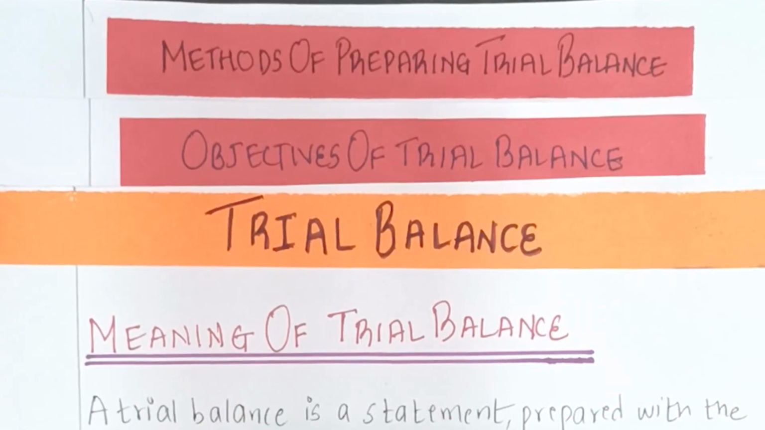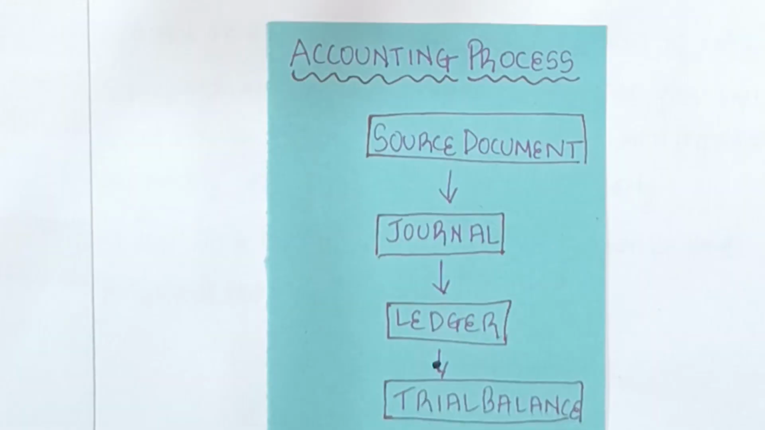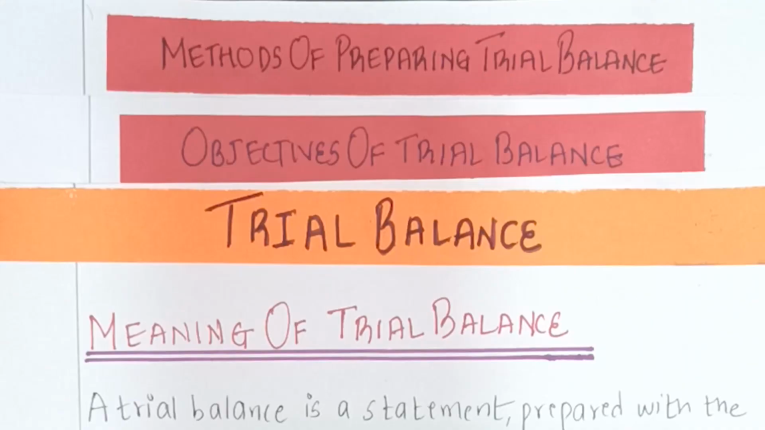So students, in this video, we started with studying the meaning of trial balance, the concept of trial balance. Then we understood the accounting process, that is, it starts with the source document and ends with financial statements. Then we also studied the 3 most important objectives of trial balance. After that, we studied the features of trial balance. And at the end, we discussed the methods of preparing trial balance. So this is all for today's session.